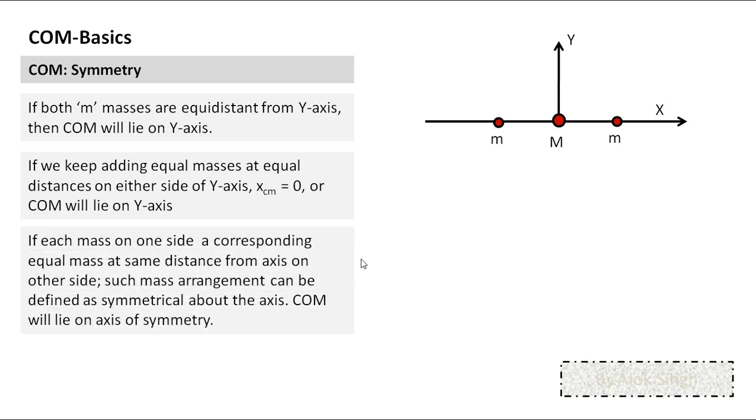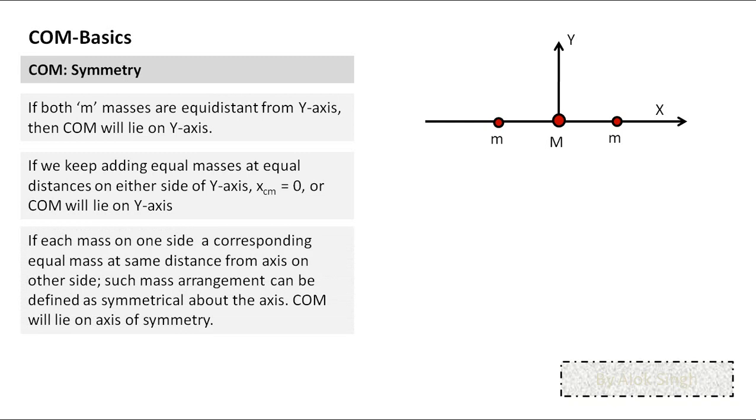Why? The y axis will act as an axis of symmetry. So how do we state this in general terms? If each mass on one side has a corresponding equal mass at the same distance from the axis on the other side, such a mass arrangement can be defined as symmetrical about the axis. And that axis need not be vertical, need not be horizontal.